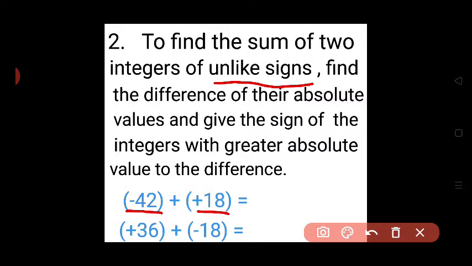So the difference is 24. Now give the difference the negative sign of 42, as 42 is greater than 18. So right here it is -24. In the next case, 36 is greater than -18 because 36 has the positive sign. So first of all, we have to find the difference of 36 and 18, that is 18. Now give the difference the positive sign of 36, that is like this.